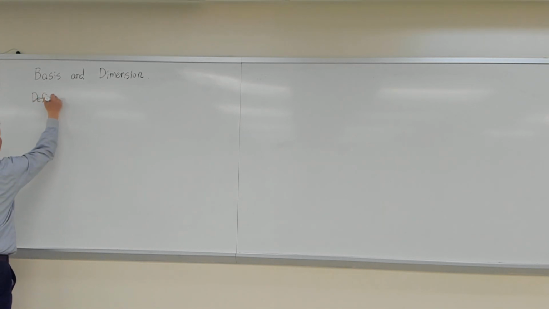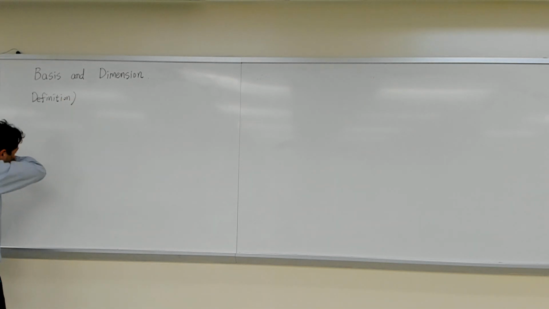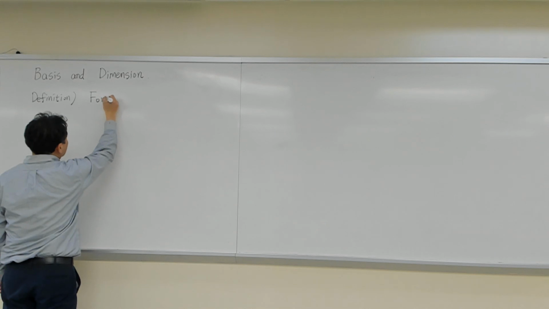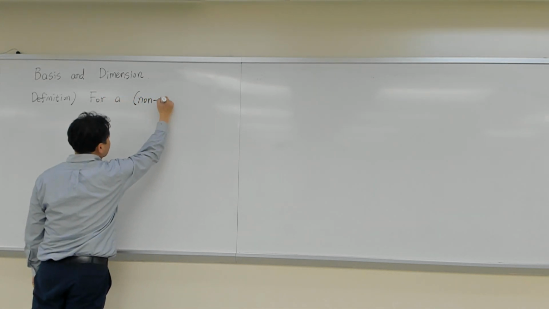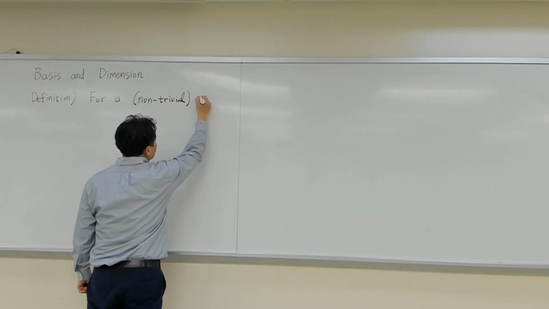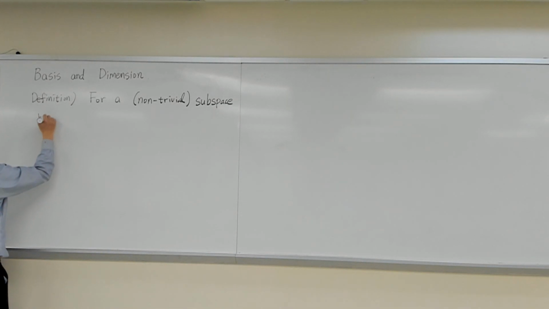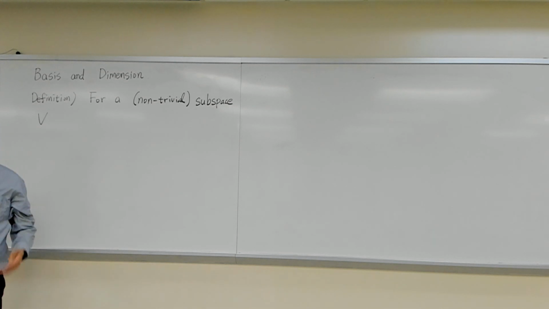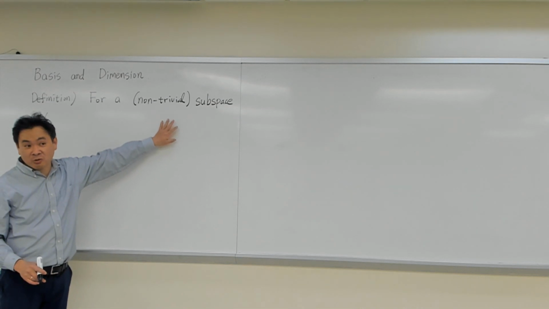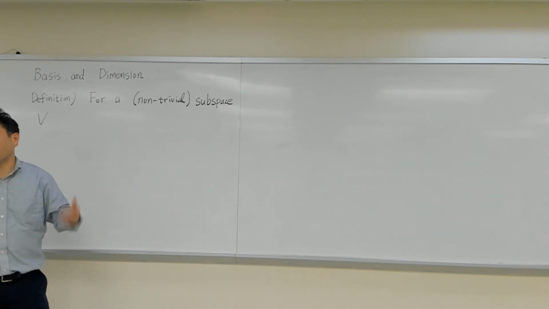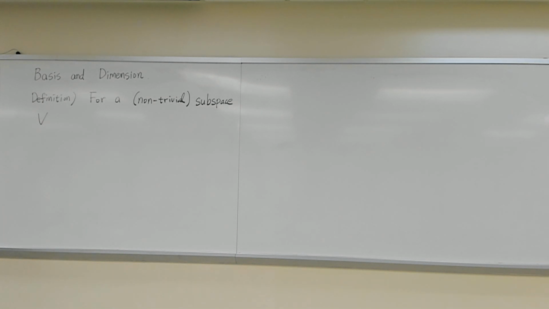Definition, for a non-trivial subspace V. Now, you could define the basis for a trivial space, the zero, as the empty set, but that's a technical thing. I just want to have some intuition behind what the basis is, so I'm going to exclude that. But later in the course, we're going to talk about basis for any vector space, okay? But let's just talk about non-trivial subspace V.